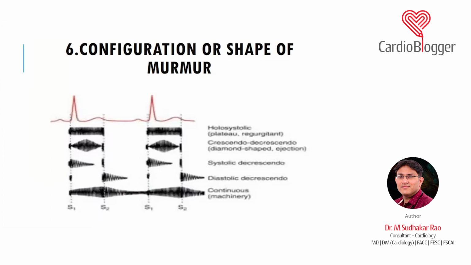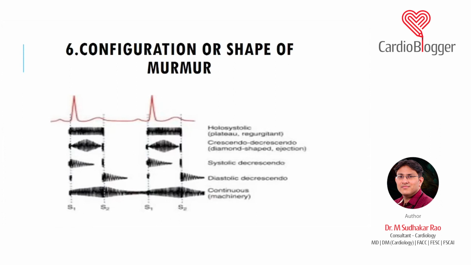We know the causes of holosystolic are three: MR, TR and VSD. These are the classical examples. Others are there, but if somebody asks you, these are the classical examples of holosystolic: mitral regurgitation, tricuspid regurgitation, and a ventricular septal defect, which is moderate size. I'll come to why I am telling it is a moderate size.